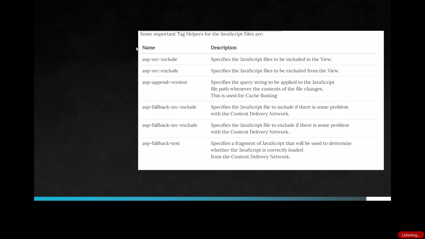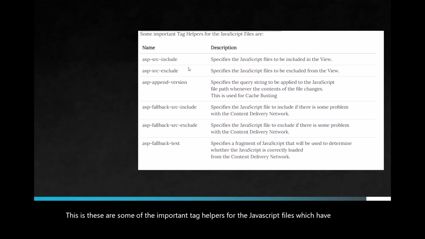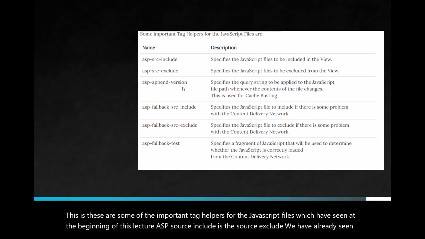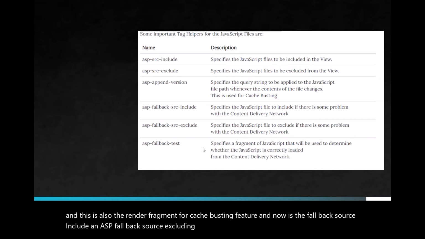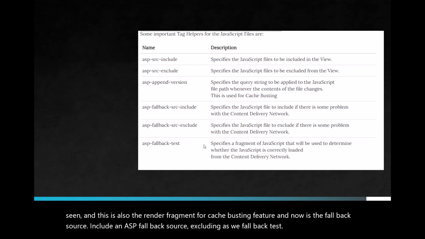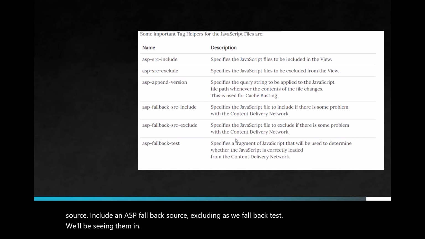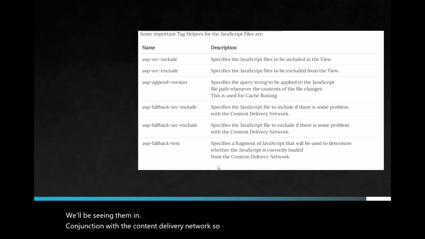So these are some of the important tag helpers for the JavaScript files which you have seen at the beginning of this lecture. ASP src include and ASP src exclude we have already seen, and this is also the tag helper for the cache busting feature. And now ASP fallback src include, ASP fallback src exclude and ASP fallback test, we will be seeing them in conjunction with the content delivery network. So let's switch back to Visual Studio.